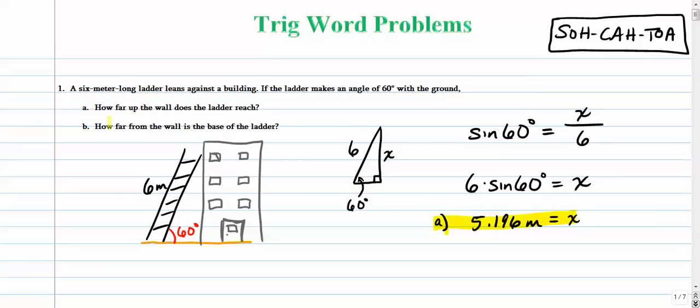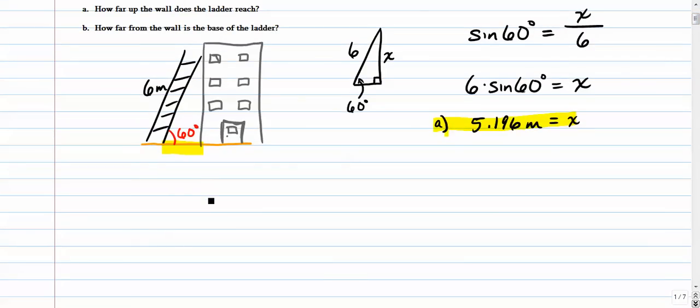Alright, part B. How far from the wall is the base of the ladder? I'll highlight that. The base of the ladder is the bottom of the ladder, so we're asked to find that distance right there. So again, let's extract or draw a simpler triangle here, just like we did up above and to the right there. We have 6. We don't want to use this, even though we found it.